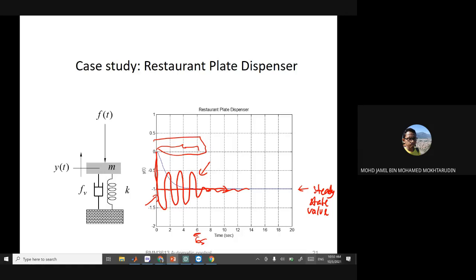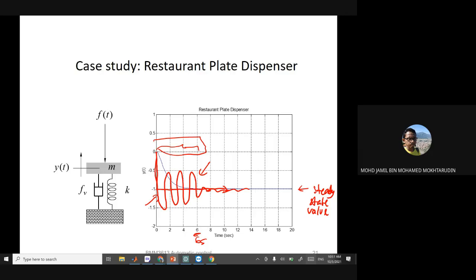So this vibration is the thing that we don't want, basically, because when it vibrates, it can cause damage to the system. Like for example, the plate dispenser, whenever it vibrates, then it's like an earthquake. When it shakes, maybe the plate can break. So we don't want the system to vibrate.